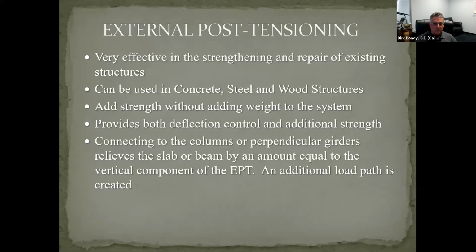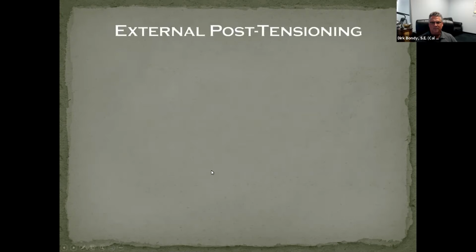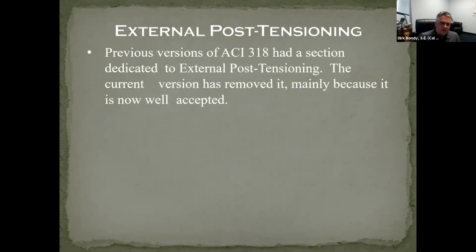But we can create an alternate load path by the vertical component of the external post-tensioning actually diverting past the critical failure plane that you're worried about and going directly to a column or wall support. Previous versions of ACI 318 had a specific section dedicated to this, but with the redesign of ACI 318.14, you'll see kind of scattered discussions about external post-tensioning, but that's largely because it's well accepted now.